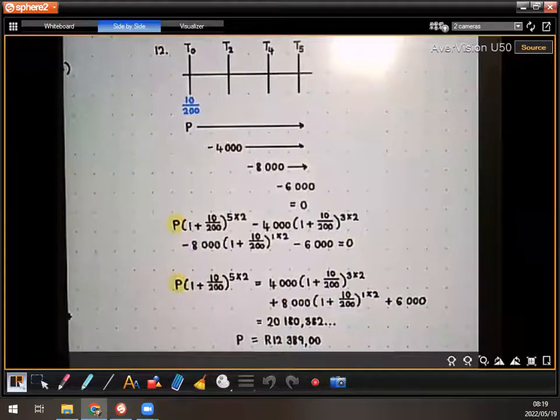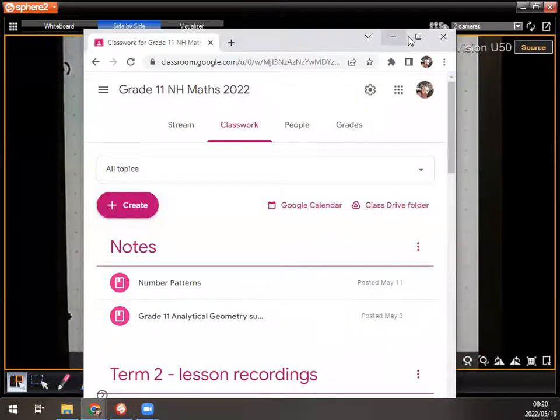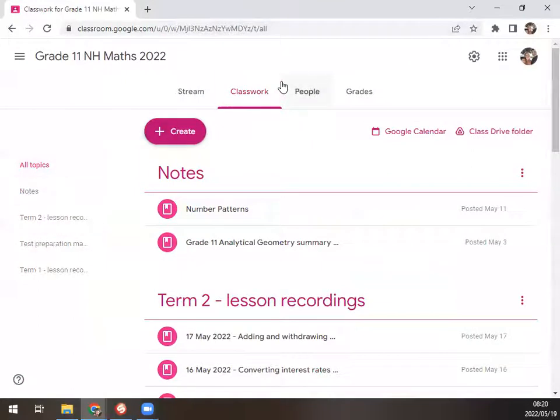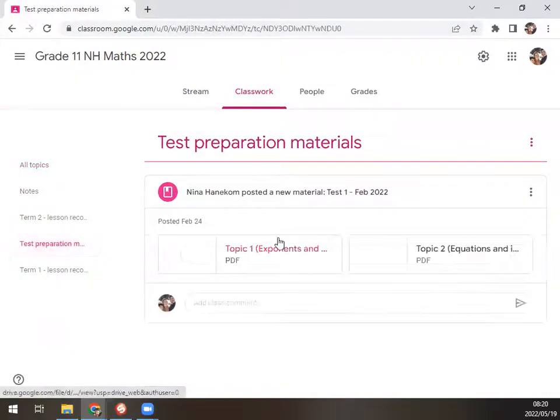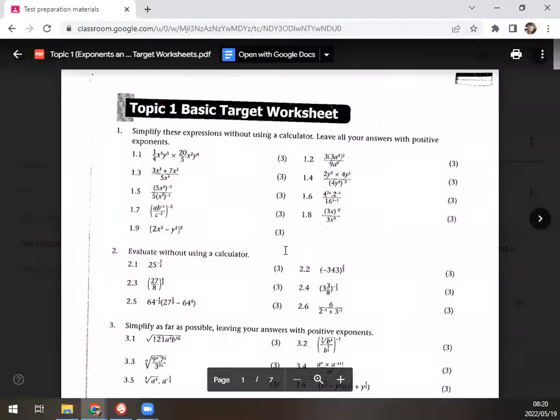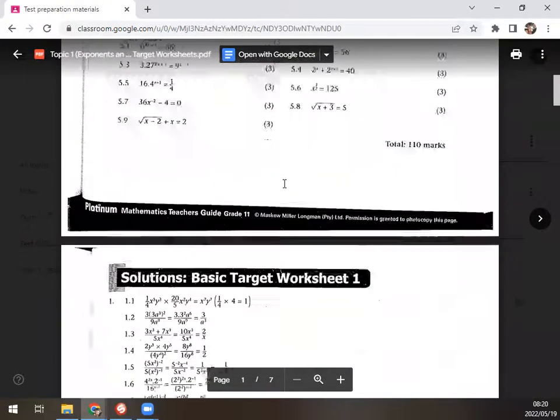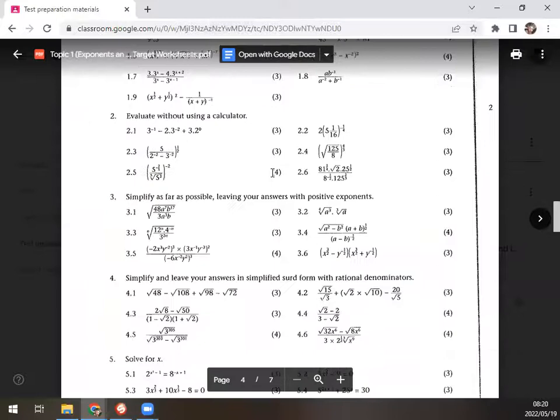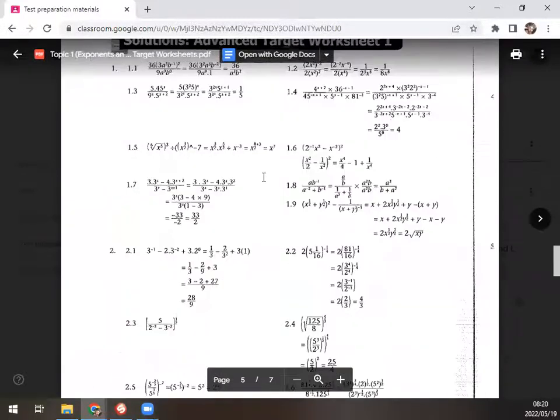Let's see. Okay, yeah, so I see on your Google Classroom here, if you go to classwork, on the side, test preparation materials. I've posted 2 of these. These are the target worksheets that I'm talking about. There's one for exponents and surds, one for equations and inequalities. But guys, it's actually 2 worksheets in one. So there's a basic worksheet. And then if you go past the solutions, there's also an advanced one. And then there are more solutions.